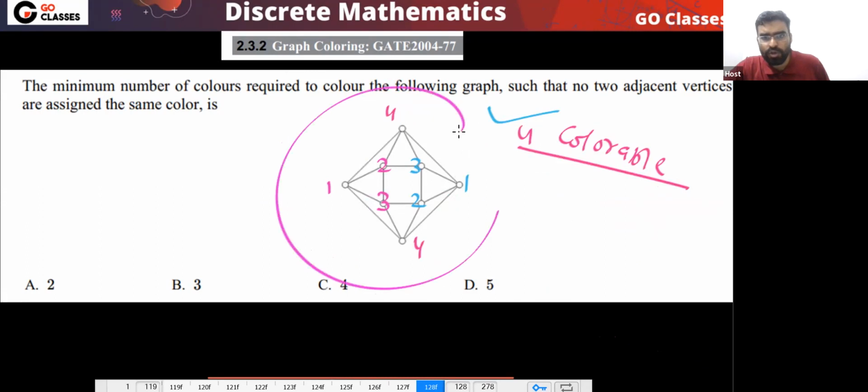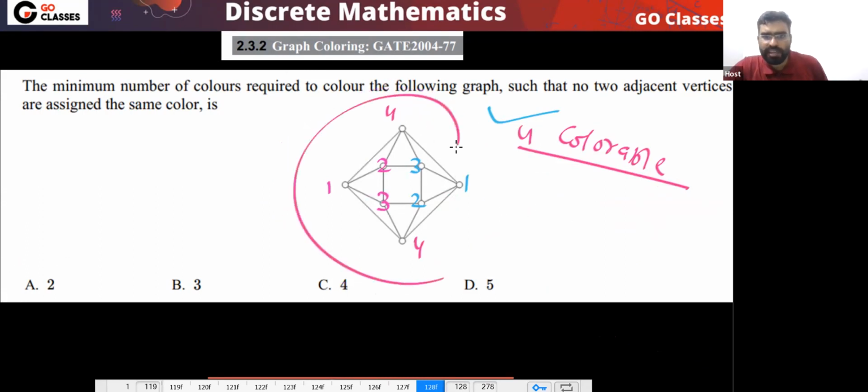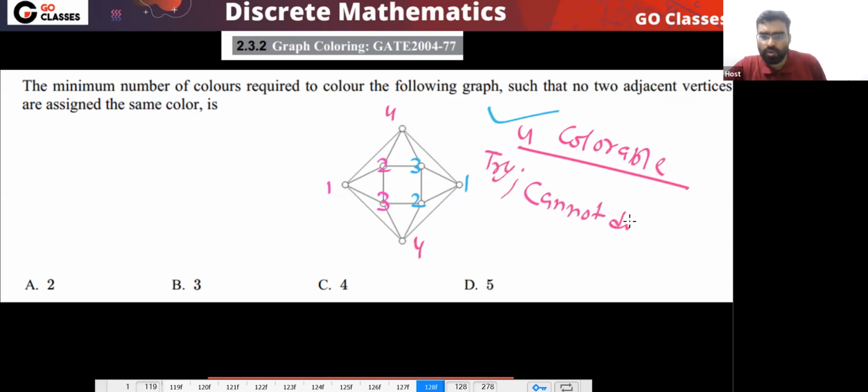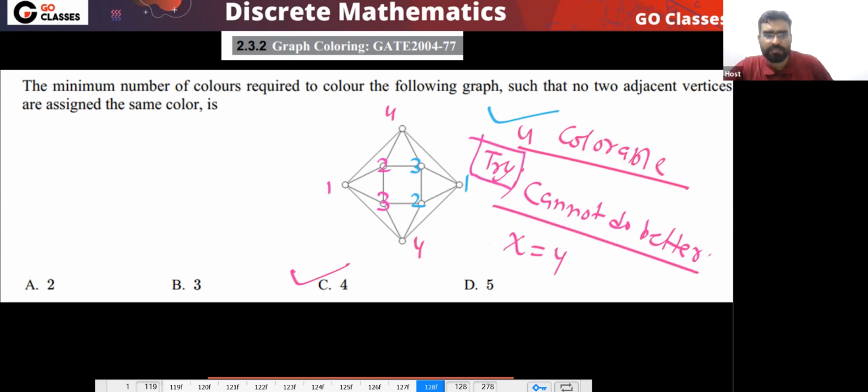But now, can you again do better? You can try in some 2-3 ways, and you will see that you cannot do better. So finally I can say the chromatic number will be 4 for this question. Basically for this question you have to try.